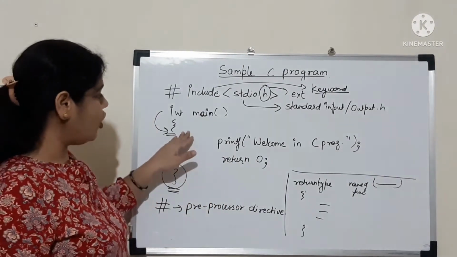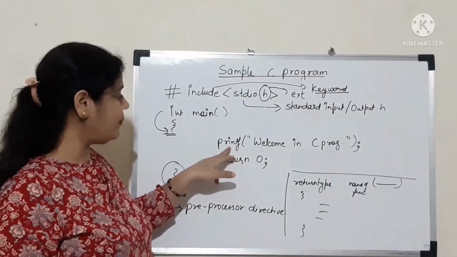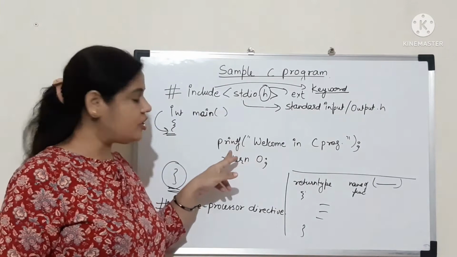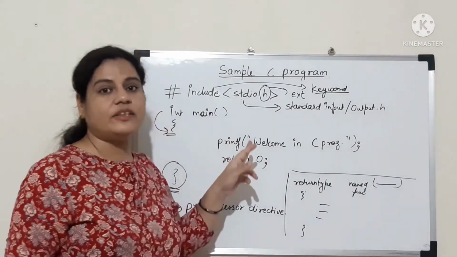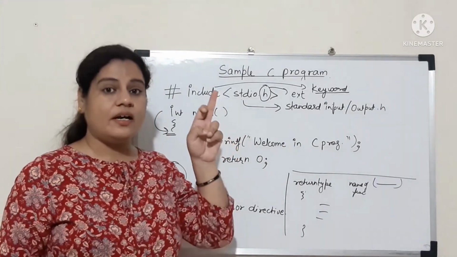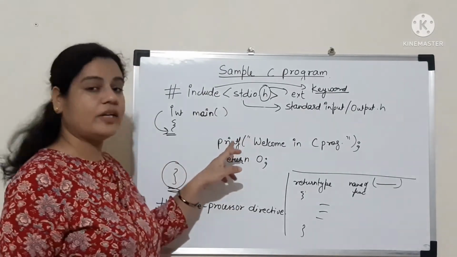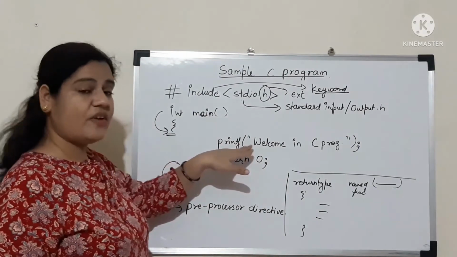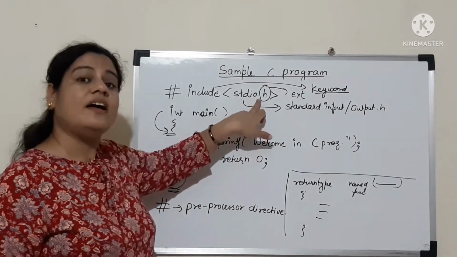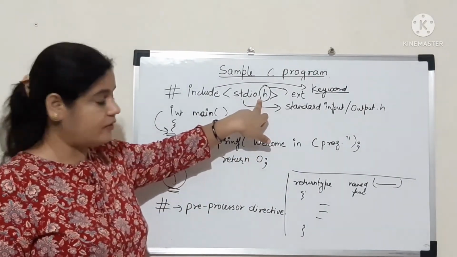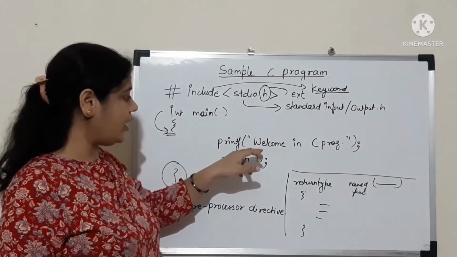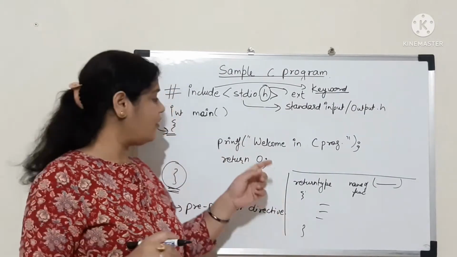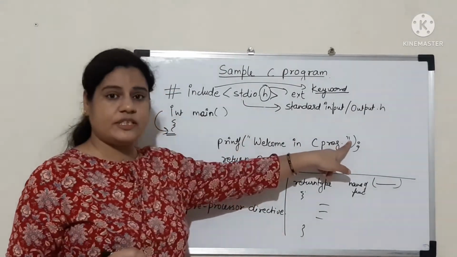In this, what we want to execute here is printf. Printf is basically a function which is used to print on the console, on the command prompt, or you can say on the screen. Printf is a function which is lying inside the stdio.h header file. You want to write welcome in C programming. Whatever you want to write as it is, you have to enclose it in double quotes.